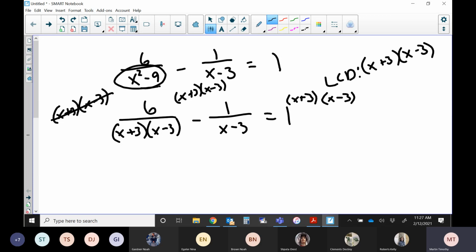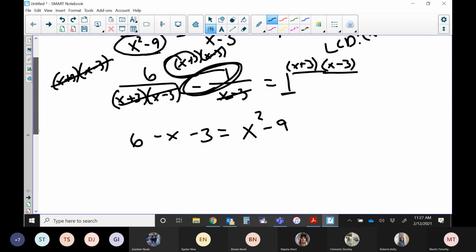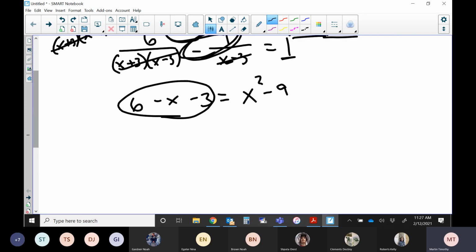Now when I do that, goodbye, that's gone, leaves me with just a 6. Goodbye, that's gone. Now be careful because this is a -1, which means -1 times x is -x, and a -1 times a +3 is a -3 equals, this is just a 1, so all I have to do is multiply these guys together, which should be a difference of squares. You should be able to make that x squared minus 9 fairly quickly. Let's simplify this side real quick. -x, a +6, and a -3 make a +3 equals x squared plus or minus 9.